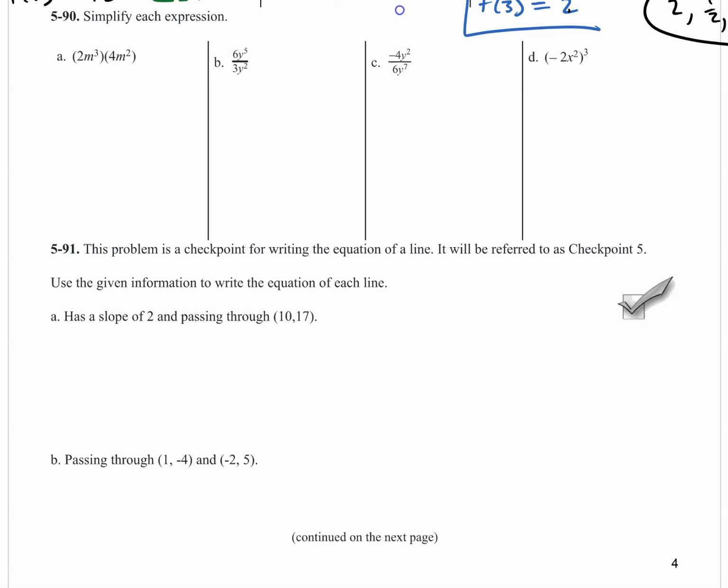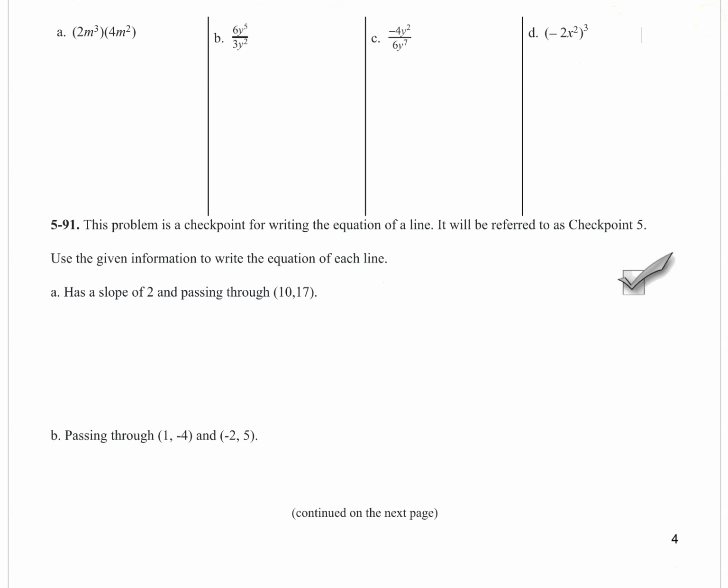590. Simplify. Okay, part A. So when I multiply these things together, this is what I'm doing. I'm going to be thinking of the coefficients, 2 times 4, and then the m terms, m to the power 3 times m to the power 2. 2 times 4 is 8, and when I multiply two m's together, the exponents add.